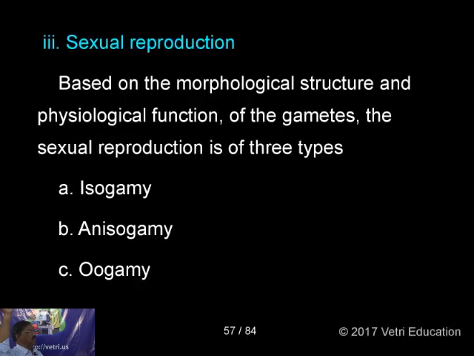Next we will go to sexual reproduction. This is based on the morphological structure and physiological function of the gametes. Sexual reproduction is of three types. Number one, isogamy, the fusion of similar gametes. Anisogamy, different gametes. And oogamy, the fusion of a male gamete with an ovum or egg. In some books, another name is given: isogamy and heterogamy. In heterogamy, one is anisogamy, another is oogamy, both are the same.